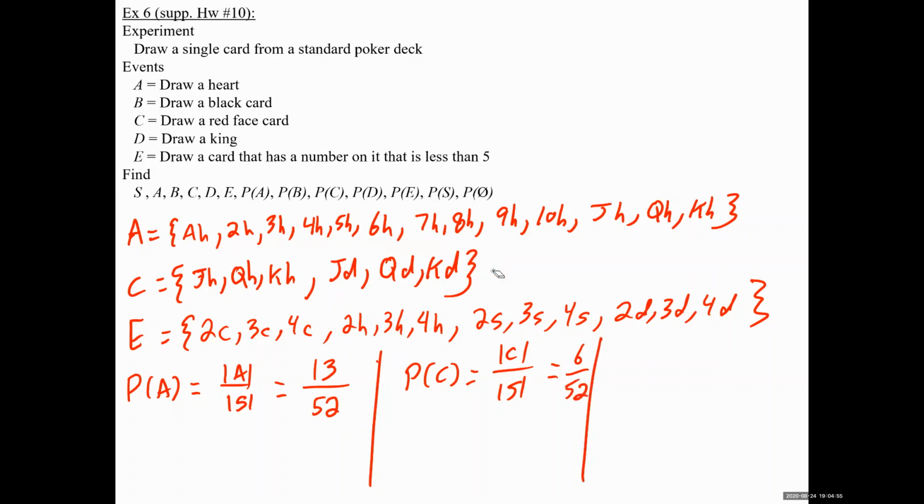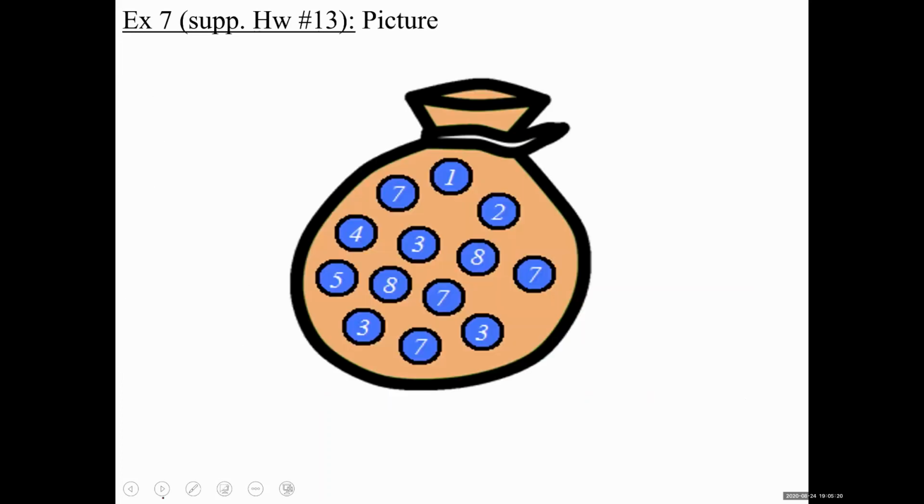Okay. And then probability of E, the formula is absolute value of E over absolute value of S. How many things are in E? 12. 12 over 52. And anyway, I did some of this example. You'll do the rest. Any questions? Okay. And then I'm going to skip example 7 and let's move on.